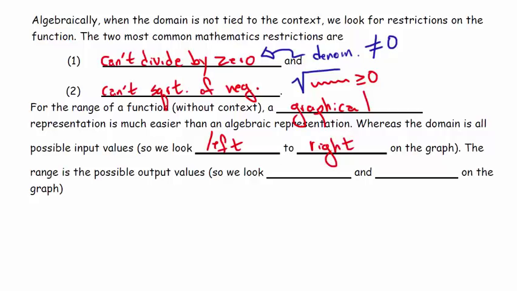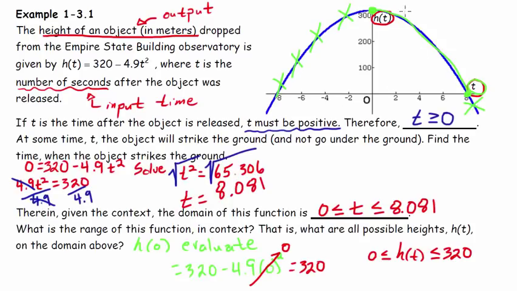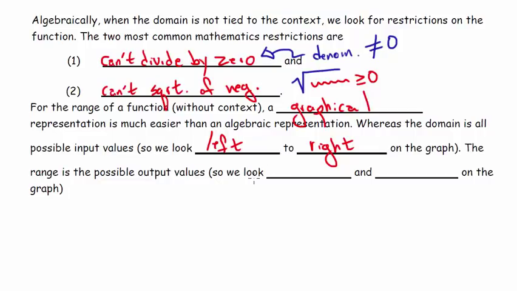All right, so let's go back to that last example we just looked at. Here I'm going to go left and right for my domain. The farthest left I can go is 0, and the farthest right I can go is a little more than 8. Now for the range, those were the output values. The minimum was down here at 0, and the maximum is up here at 320. So for those, you're going to go up and down. The range is all possible outputs, so we're going to look up and down.